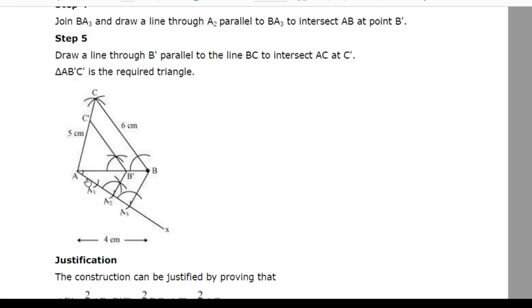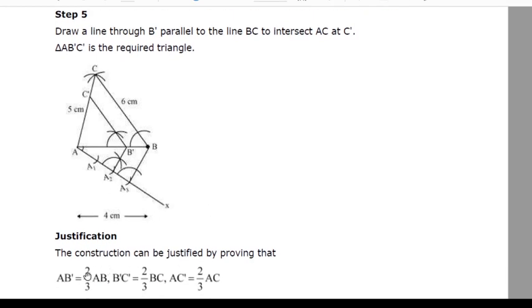Okay, because we have to choose here only 2 parts, since 2 by 3 means you can choose only 2 parts. Now from this line parallel we draw a line, then we will get the B dash point, and at the B dash point we draw again a line parallel to BC, because the triangles must be similar.